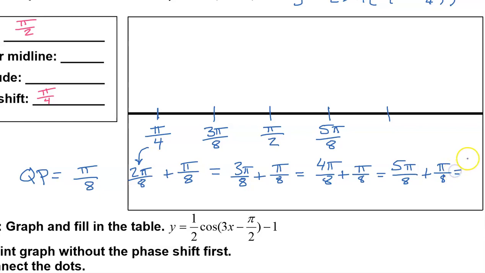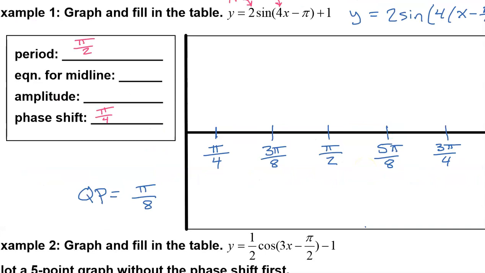All right, and that's going to give me 6 pi over 8. But that reduces down to 3 pi over 4. So the period will end at 3 pi over 4. Time to draw the y-axis. Since positive pi over 4 is right here, I know the y-axis will be somewhere to the left of that, so I'm just going to go ahead and put it over here on the left.